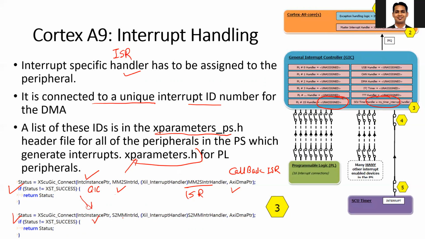Again, the same instance pointer. This is the separate ID. It is there in the xparameters.h file. You can write a separate ISR for every interrupt, or you can use the same ISR depending upon your functionality. And this is the source of the interrupt. So with this step, now the GIC knows what should be done when the interrupt comes from this particular interrupt source.